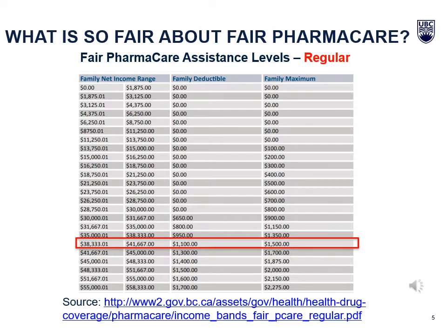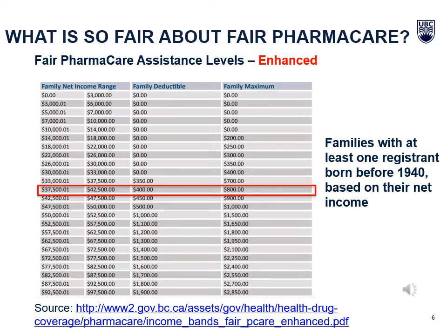So what is so fair about Fair PharmaCare? This table shows the Fair PharmaCare assistance levels, and you can see that a person's deductible and maximum is based on their income. So for example, if a person's net income is $40,000, then PharmaCare sets their deductible at $1,100 and their maximum at $1,500. A deductible is the amount that a person must pay before PharmaCare will start to pay anything. A maximum is the amount that a person must pay before PharmaCare will pay all of their eligible prescription costs.